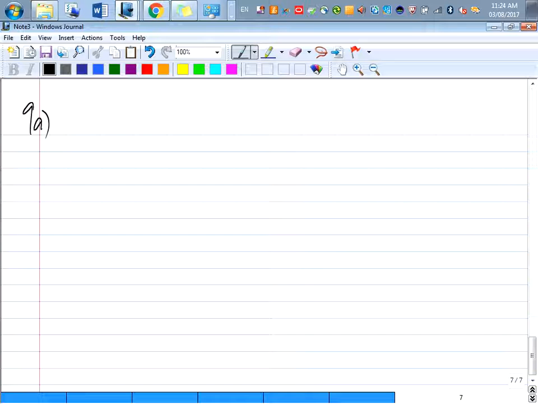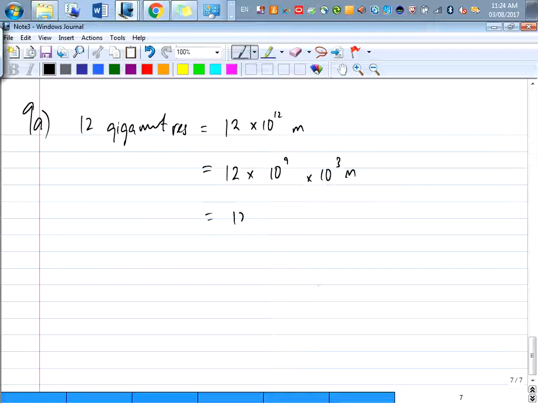Okay. 12 gigameters. It is equal to 12 giga. According to the question, it's 12 times 10 to the power of 12 meters. Okay? Then they want to convert it to kilometers. So this will be 12 times 10 to the power of 9 times 10 to the power of 3 meters. It's 12 times 10 to the power of 9 kilometers.